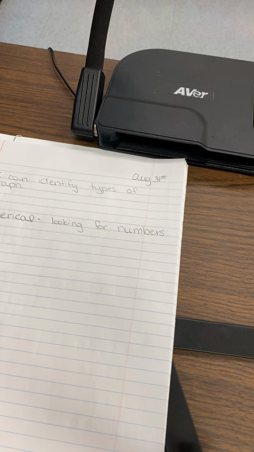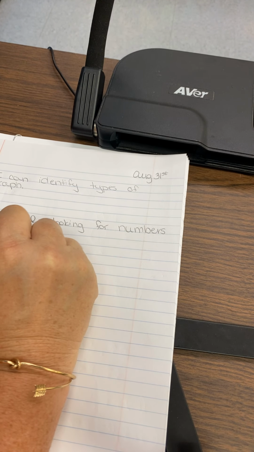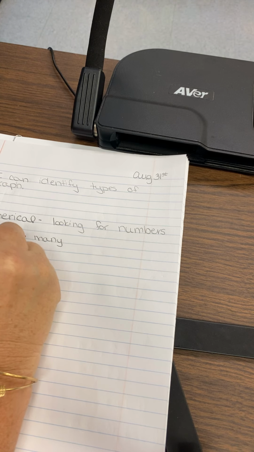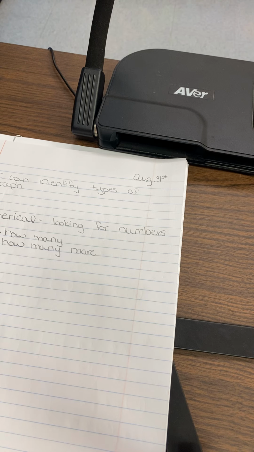Right. So this would be, for example, like how many more. So for example, last year we did a lot of how many people liked chocolate ice cream? How many more people liked strawberry ice cream? How many people liked reading the best? How many people went to the beach for summer? Do y'all remember those graphs that we did last year where we asked at the very beginning of the year what you liked, and we were looking for how many and how many more.